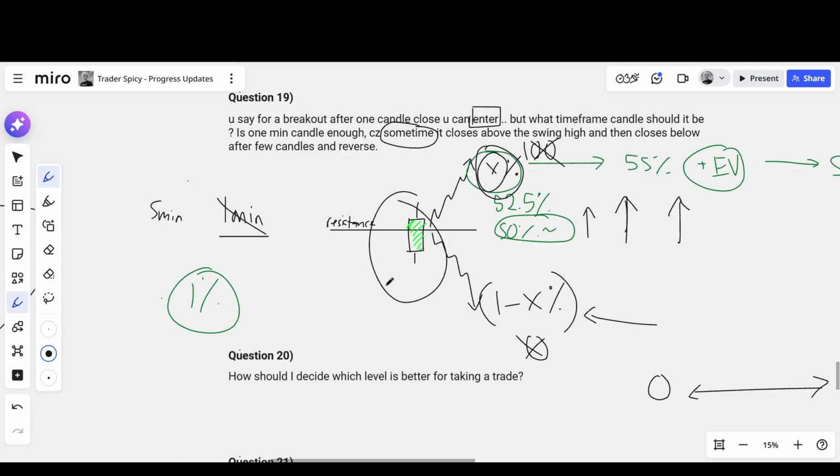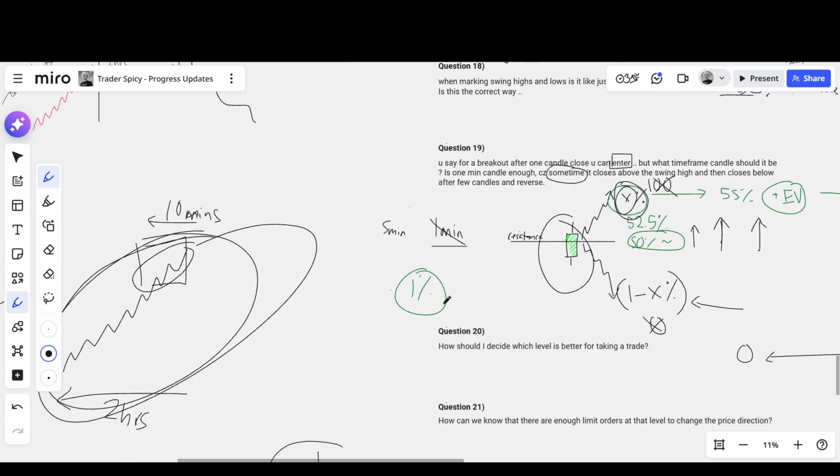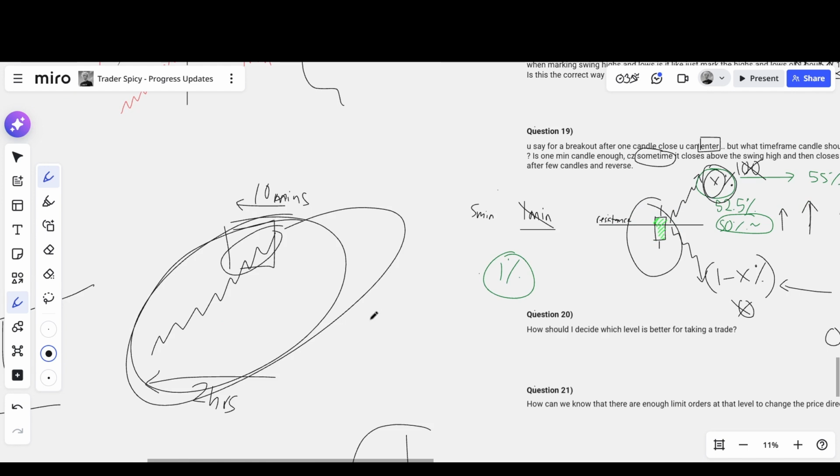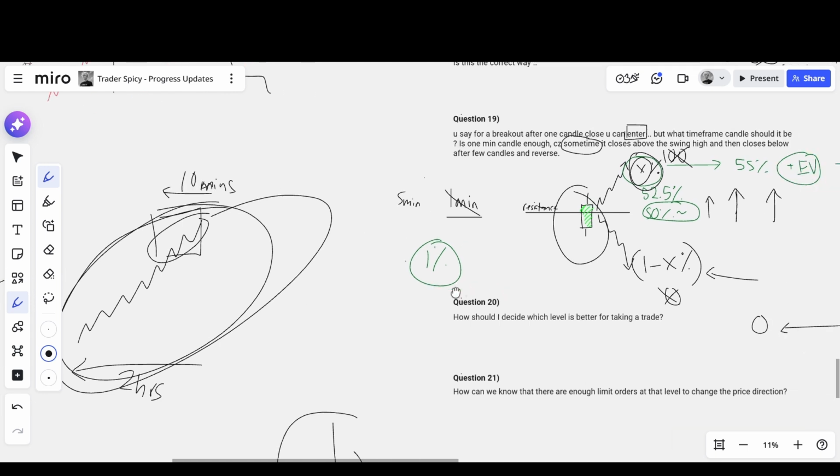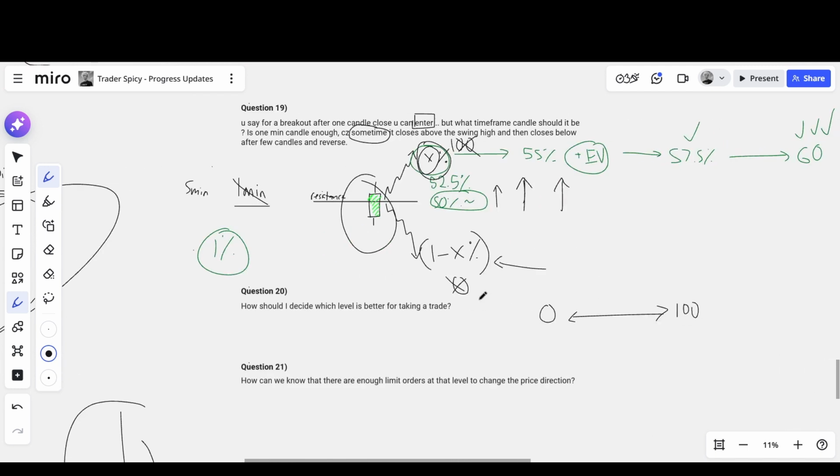And our goal as traders is to investigate, do a whole bunch of research, experiment, collect data, and review the data to see what are the variables which move this number closer to 100 and further away from 0.